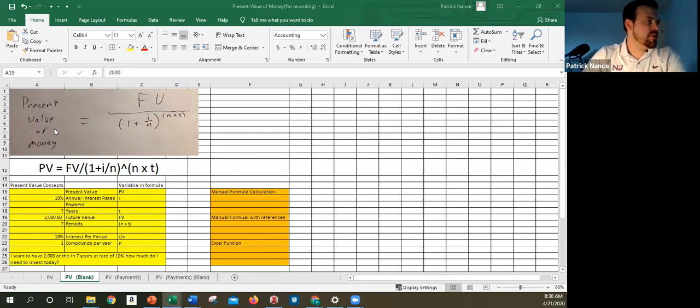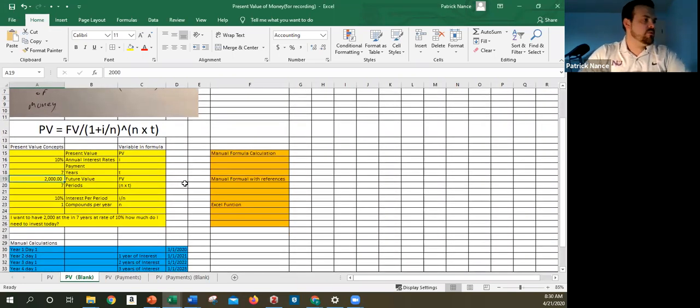So the function here, present value of money equals, and if you look at just kind of the inverse, just kind of flip the function here, is the future value divided by 1 plus the interest rate, annual interest rate, over the compounds per year, to the power of compounds per year times number of years.